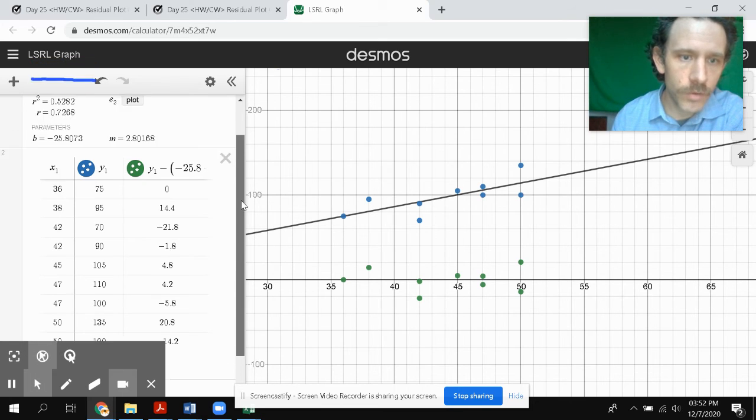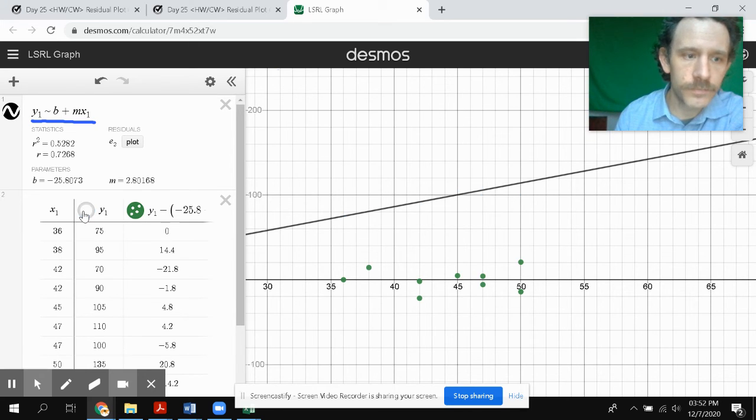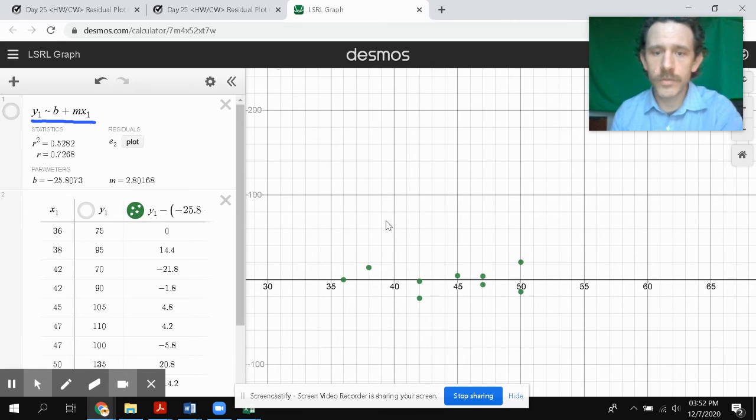Well, if you notice, the points are blue. There's a blue circle next to Y1. So I'm going to go over and click on that, and there goes the points. The line of best fit is black, and there is a black circle with a squiggly line next to the equation of the line. So I'm going to click on that, and there goes the line. And so now all I'm left with are the residuals.